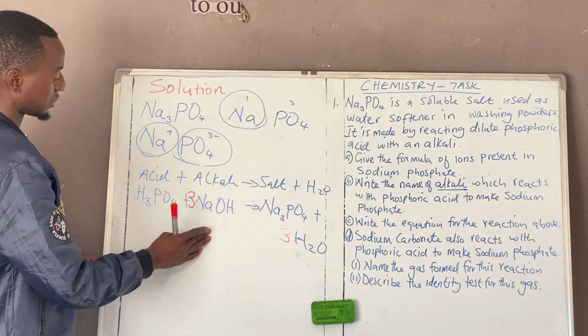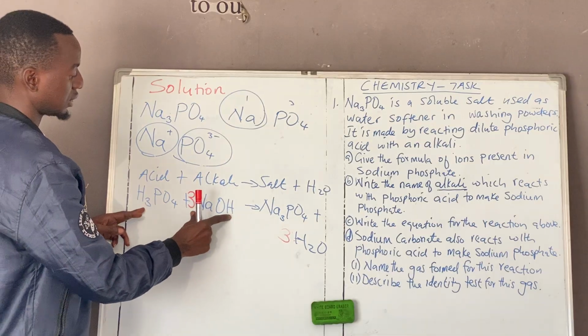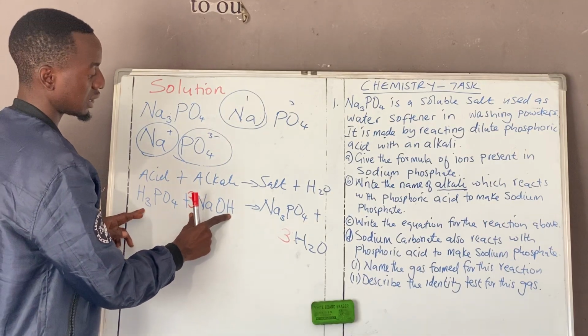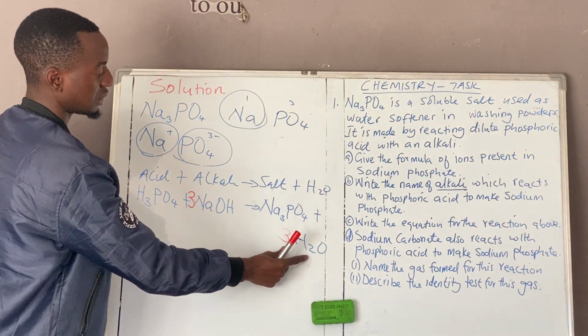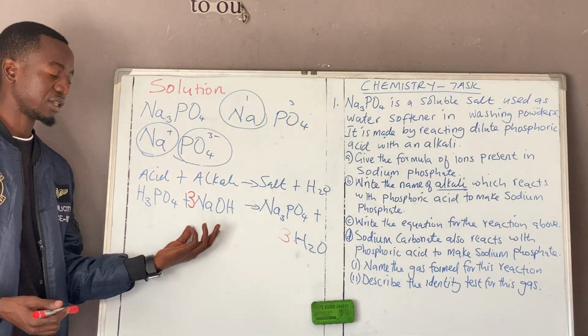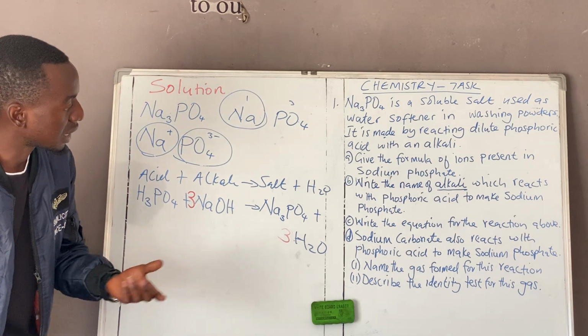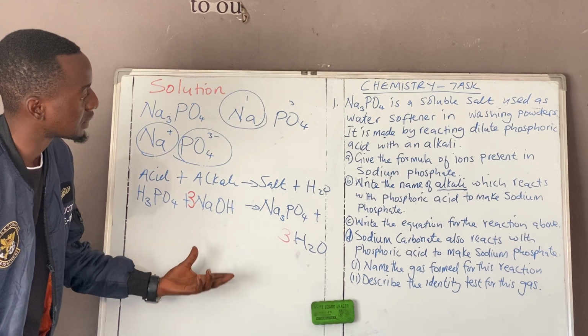Then hydrogen 3, 6, 6. Then here 6. So meaning it's balanced. So this is the balanced equation. If they ask you to write the balanced equation.